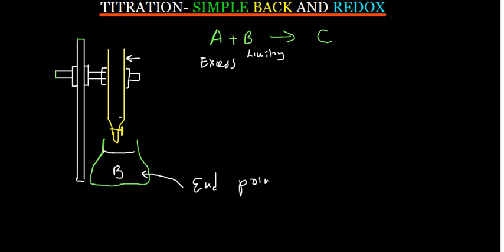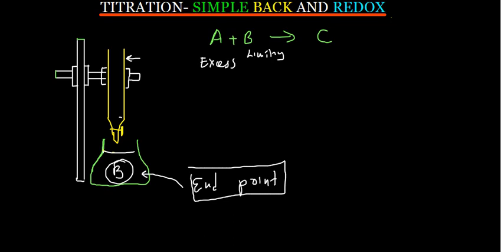What is the end point? The point at which the color actually changes, the color of the indicator. Because when you had put B here, you also added an indicator, for example, methyl orange or phenolphthalein. And then another thing that you are going to do here is that, of course, you have the end point when the color changes.